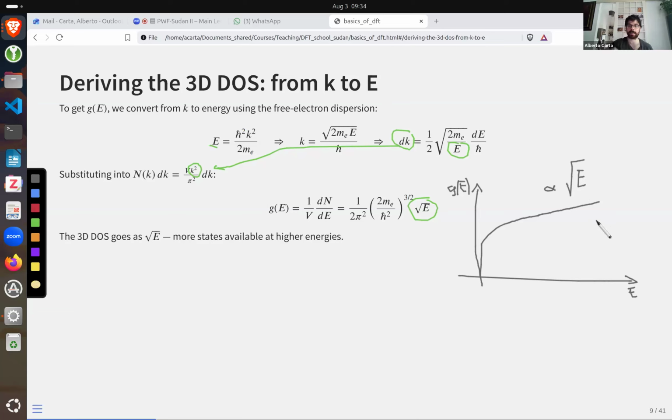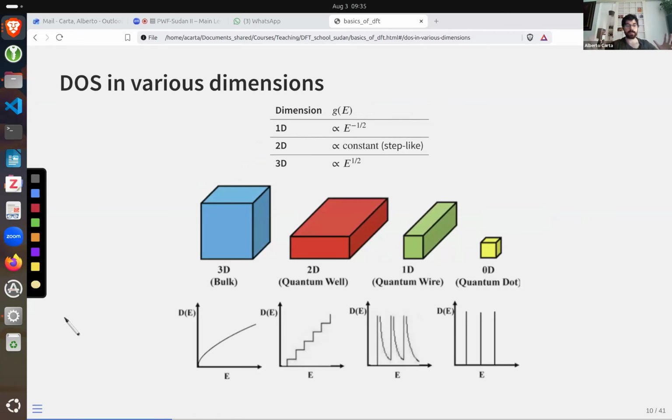Something roughly like this. So something that starts very steep and then increases slowly as the energy goes on. Okay, so let's go further. The idea here is really that we go back to what we were introducing before. We were looking at a 3D system here, and the energy is exactly the thing that we derived.